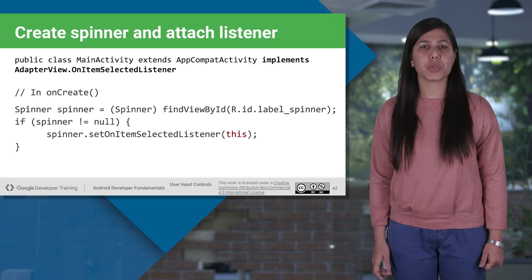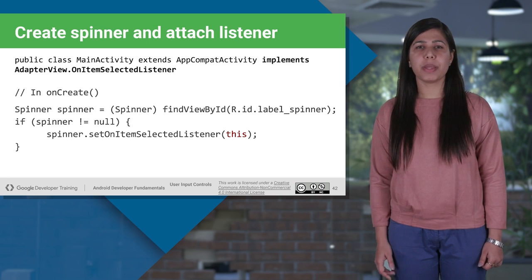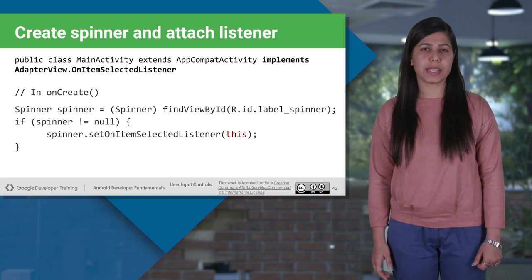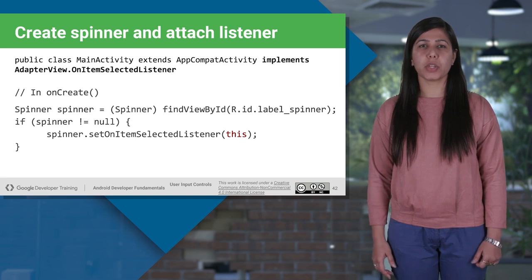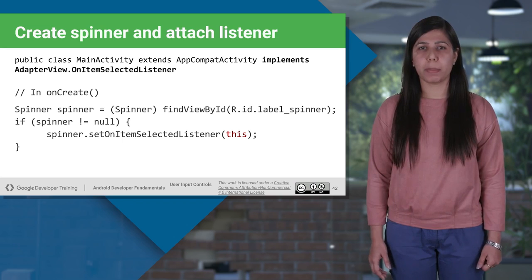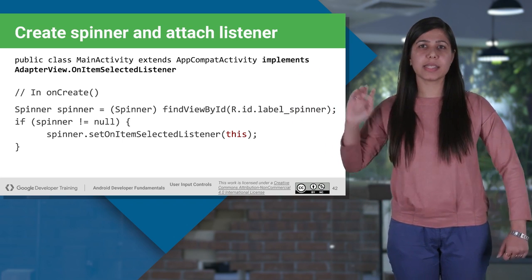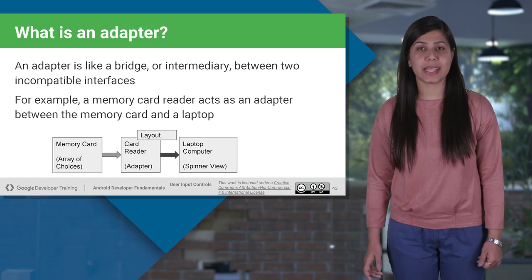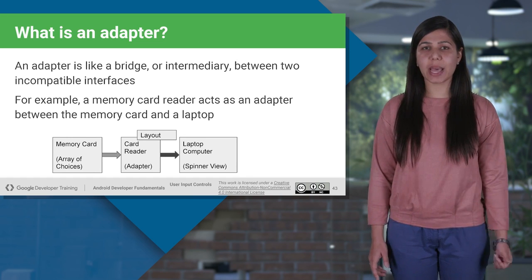To define the selection event handler for a spinner, implement the AdapterView.OnItemSelectedListener interface and the corresponding onItemSelected callback method. For example, here's the implementation of this third step. Before proceeding to the further steps, let's first understand what an adapter is.